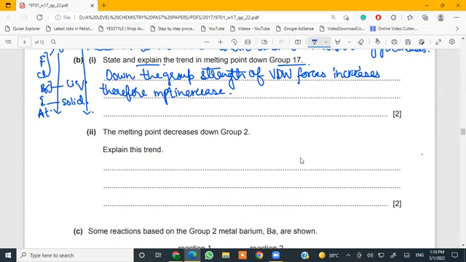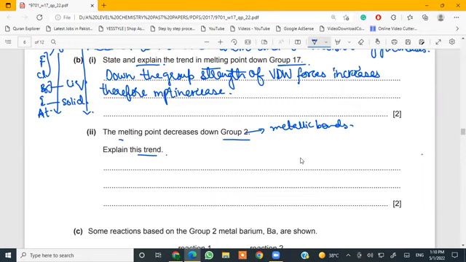The melting point decreases down group 2. Explain this trend. What's the reason behind this? Why does the melting point in group 2 decrease down the group? First of all, you need to identify what the melting point of group 2 would be dependent on. Since they are metals, metallic bonding would be responsible for the melting point, right? Metallic bonds.